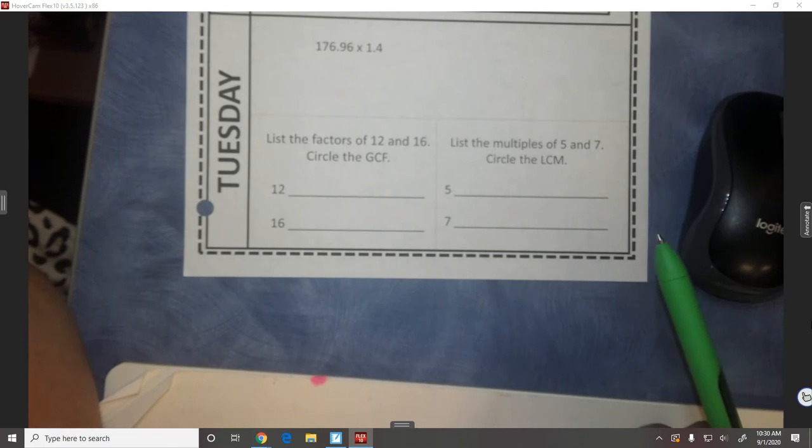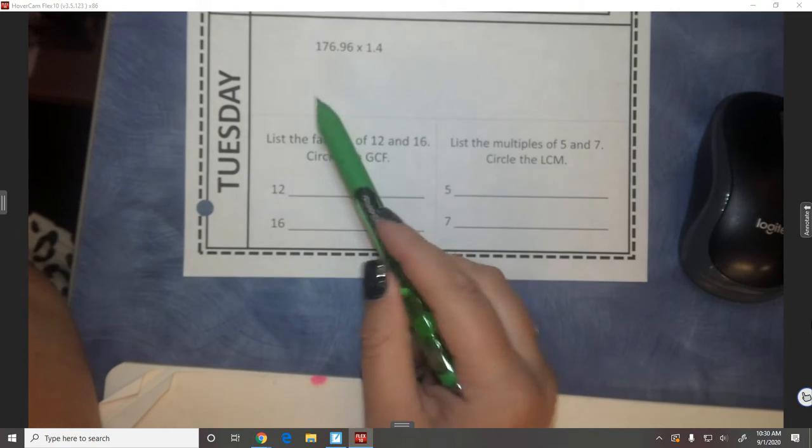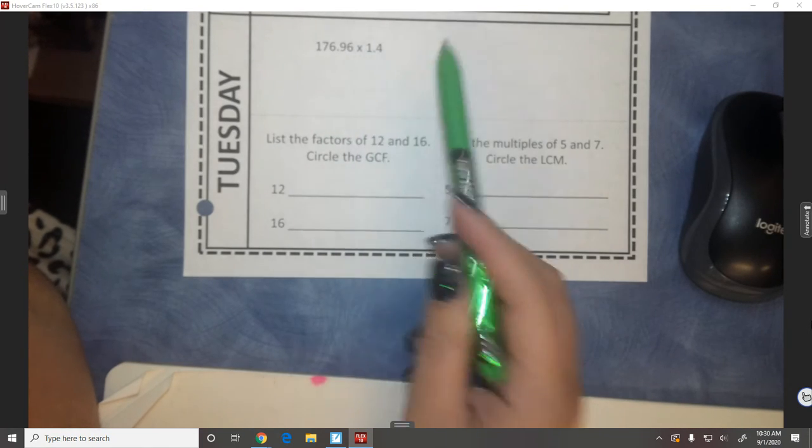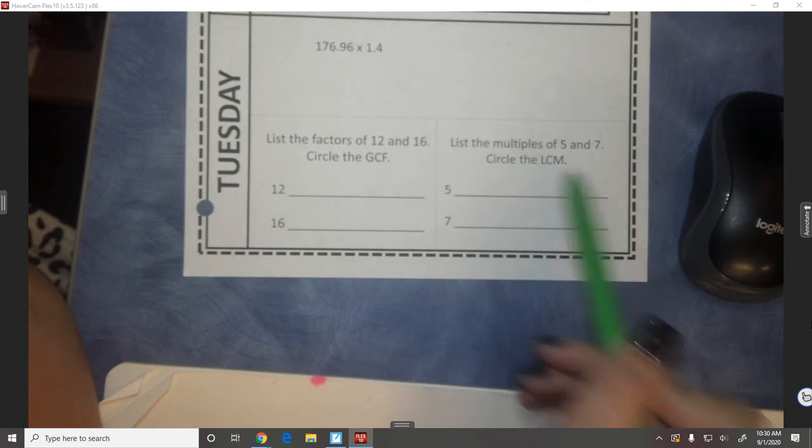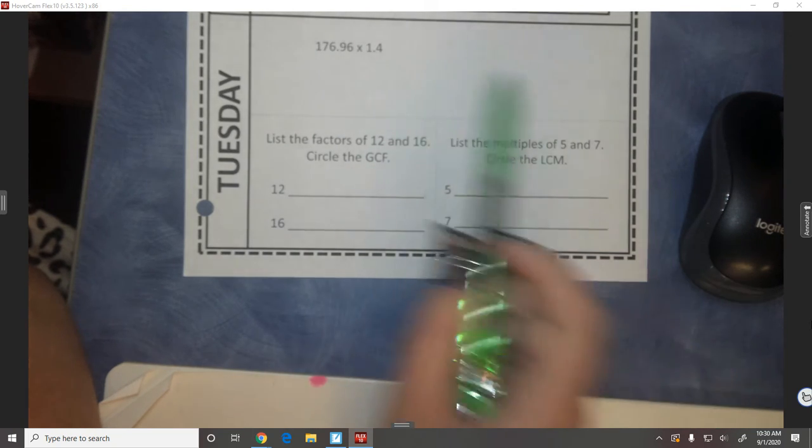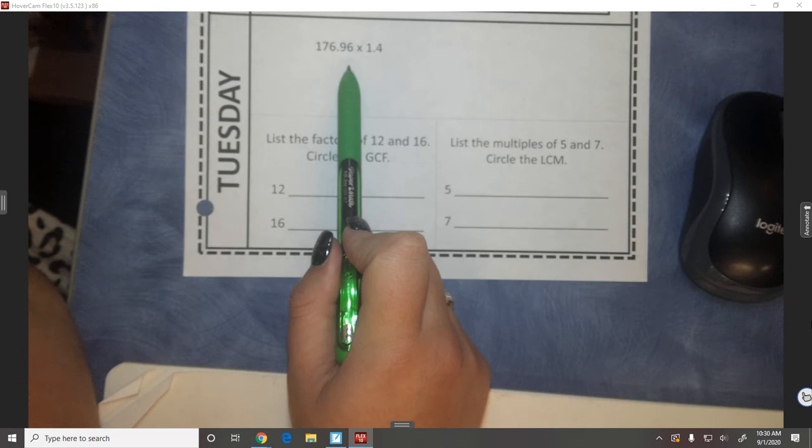Today's homework for Tuesday is we have 3 of our problems. We have a multiplying with decimals problem, we have a GCF problem, and we have an LCM problem. So let's start with multiplying decimals.